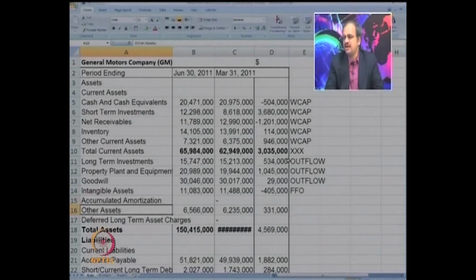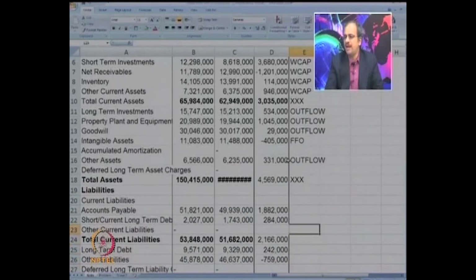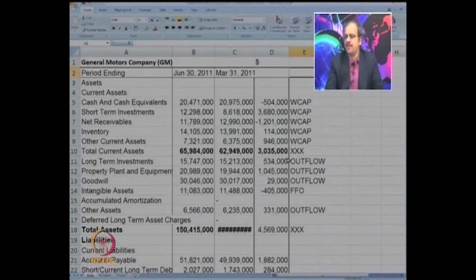Next you can see other assets. Other assets, again there is a small increase. Increase is because of purchase, so we will mark it as outflow. Then total assets we will ignore. Now let us go to liability side. We have finished asset side. Maybe you can have a look at asset side once again.